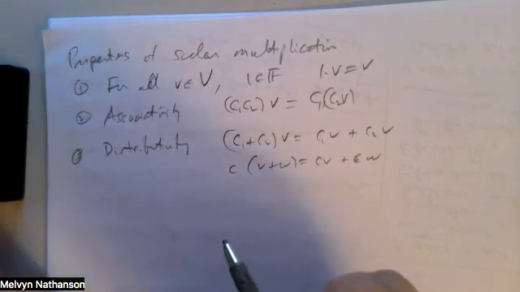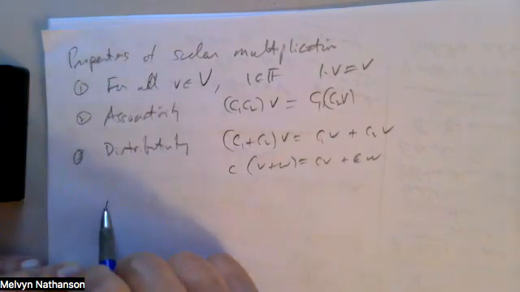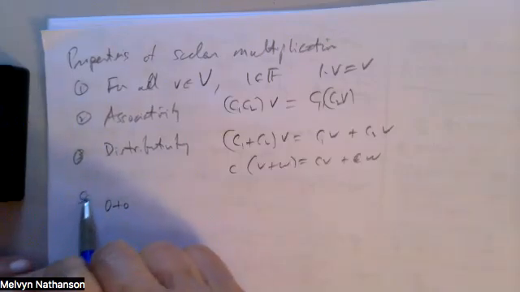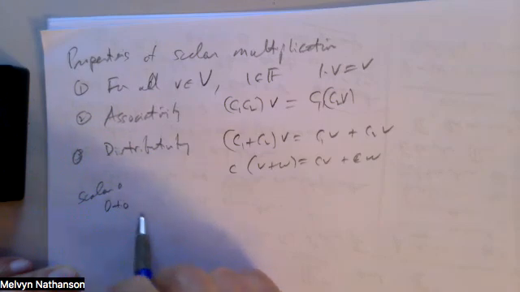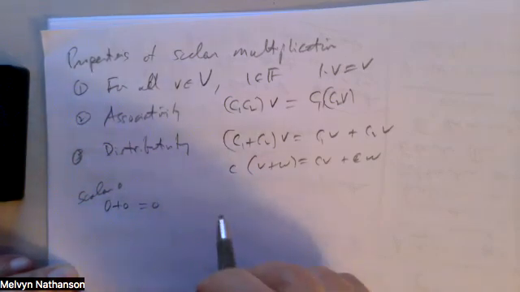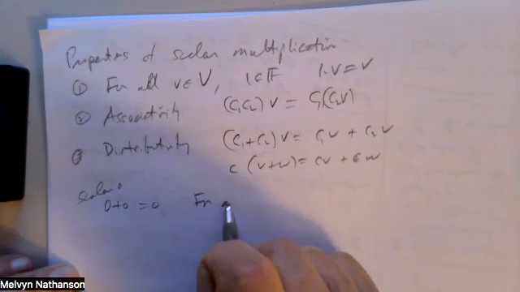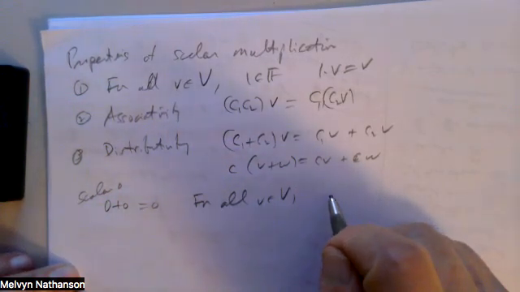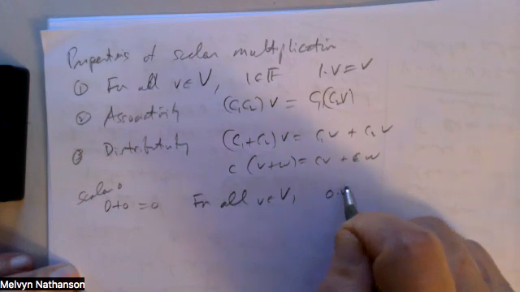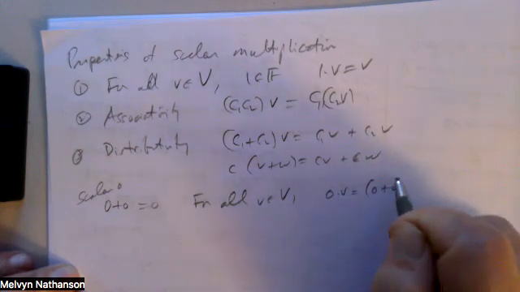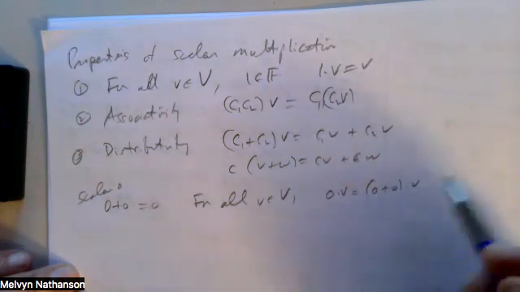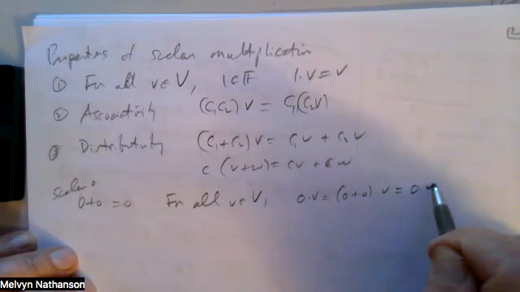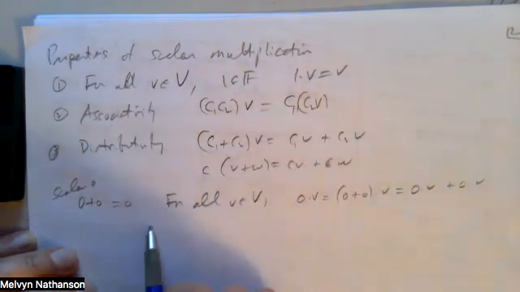And it also follows that 0 plus 0, this is the scalar 0. So 0 plus 0 is 0. So for all vectors v, 0 times v is (0 plus 0) times v, because 0 is 0 plus 0. But distributing, we get 0 times v plus 0 times v.